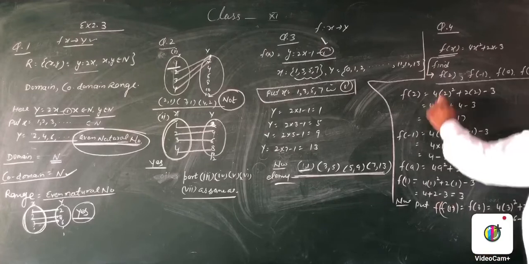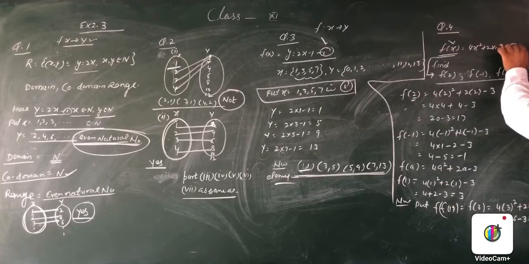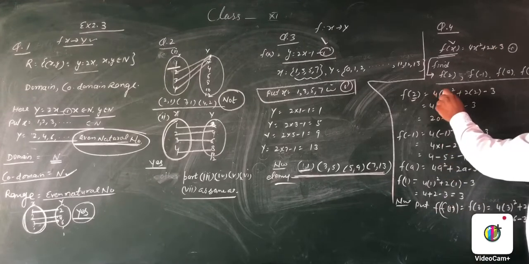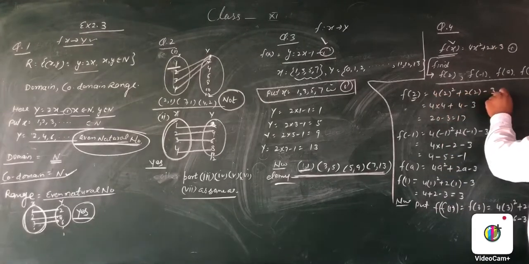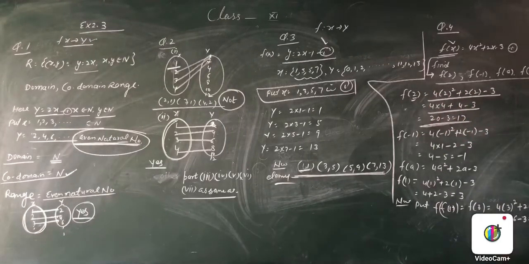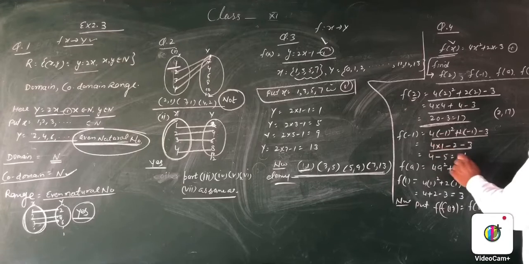Now we put x equal to 2 in the given function first. If we put x equal to 2, we get 4 into 2 square plus 2 into 2 minus 3. Then we solve it and find the value, which is 9. Then we put x equal to -1 in these functions. So then we find the value of this.